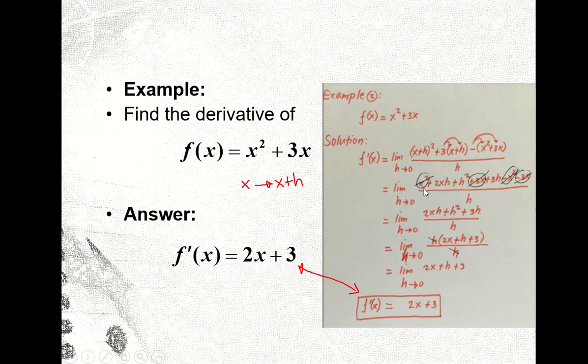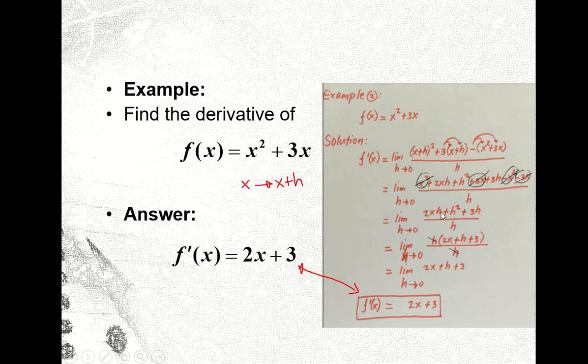Now again, combining similar terms at the numerator, you have x squared minus x squared, which is 0. You also have 3x minus 3x, which equals 0. What is left at the numerator is 2xh, h squared, and 3h, divided by h. Limit of this as h approaches 0.